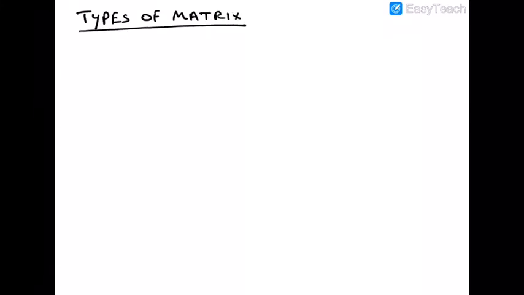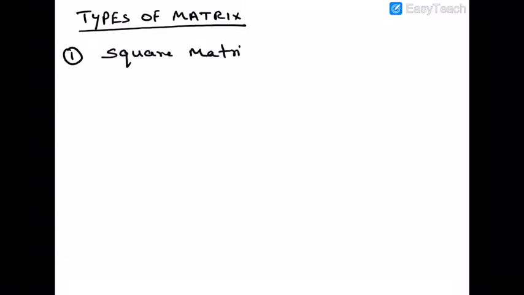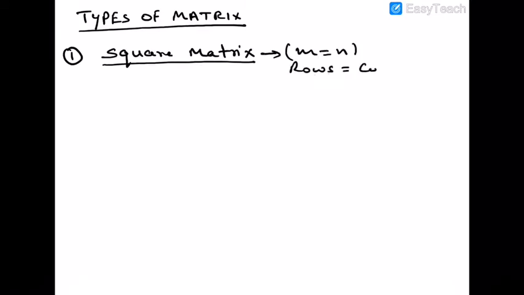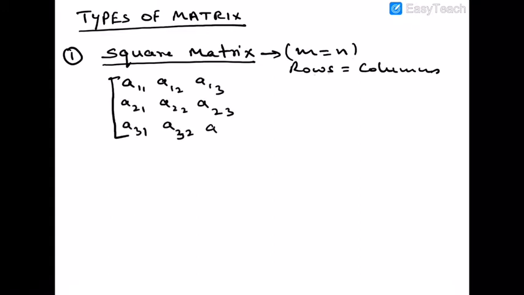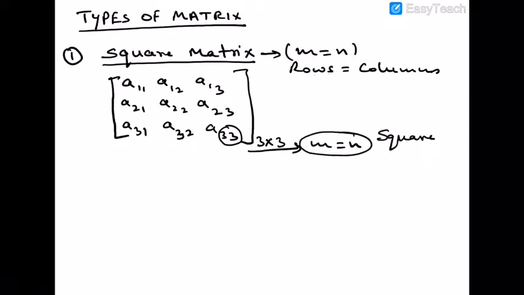Now let's talk about the types of matrix. So our first type is square matrix, and a square matrix is a matrix when number of rows is equal to the number of columns, that is M is equal to N. So like in this matrix, A11, A12, A13, and A21, A22, A23, A31, A32, A33. This is of the order 3 by 3. So there are 3 rows and 3 columns. So M is equal to N here. So it's a square matrix.